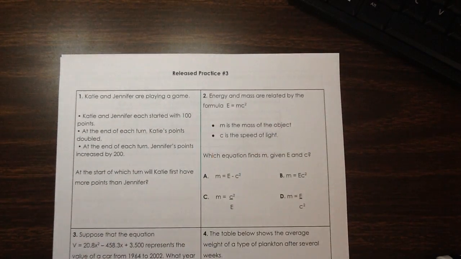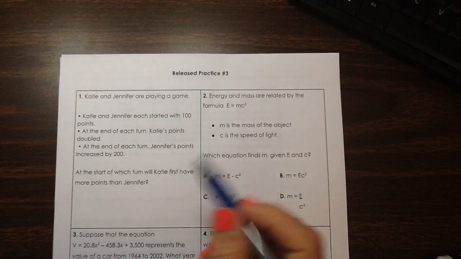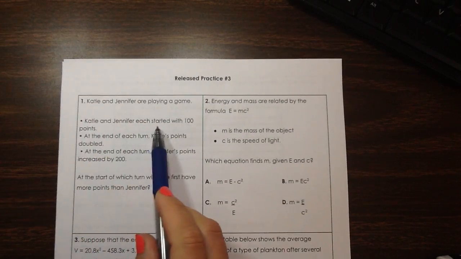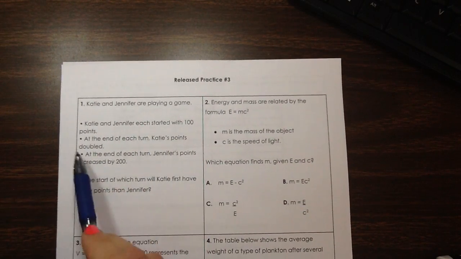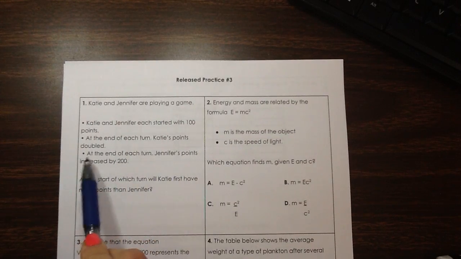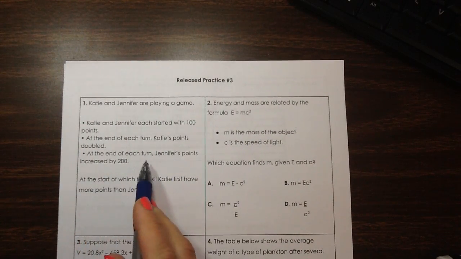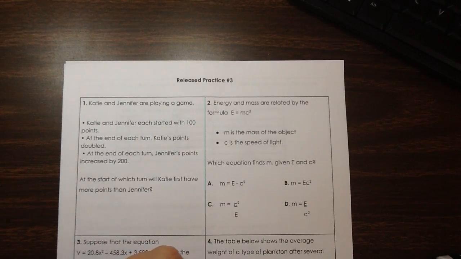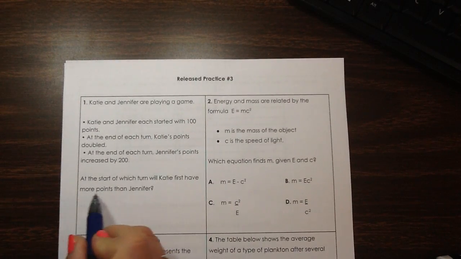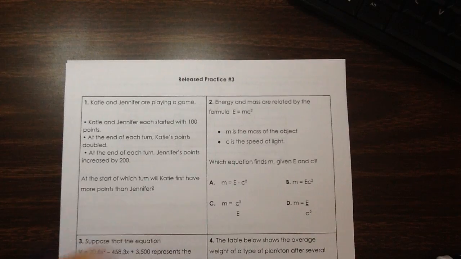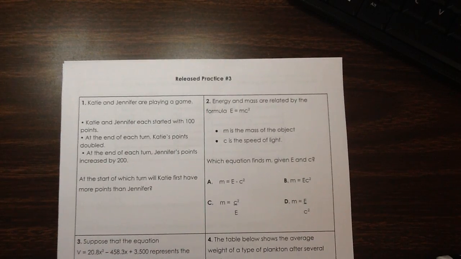Release practice number 3. Katie and Jennifer are playing a game. Katie and Jennifer started each with 100 points. At the end of each turn, Katie's points doubled. At the end of each turn, Jennifer's points increased by 200. At the start of which turn will Katie first have more points than Jennifer?